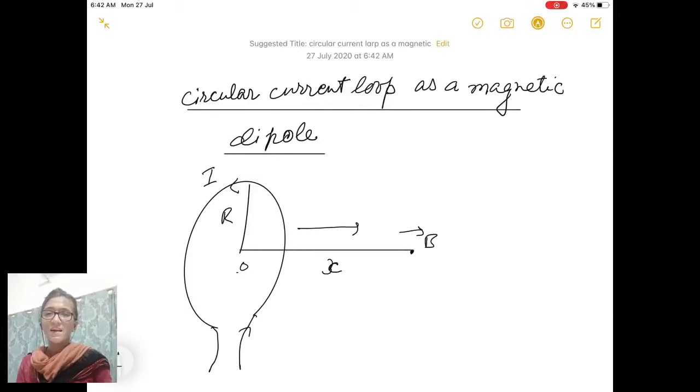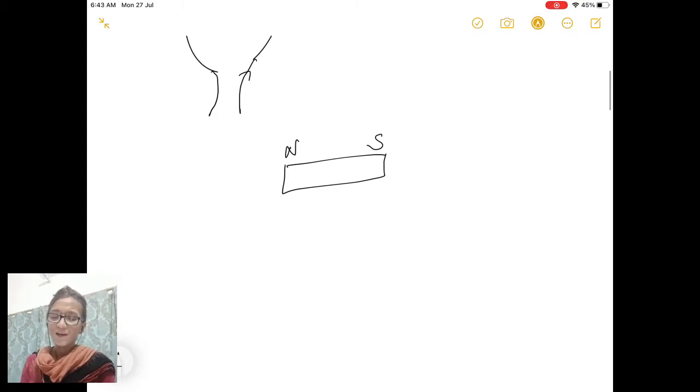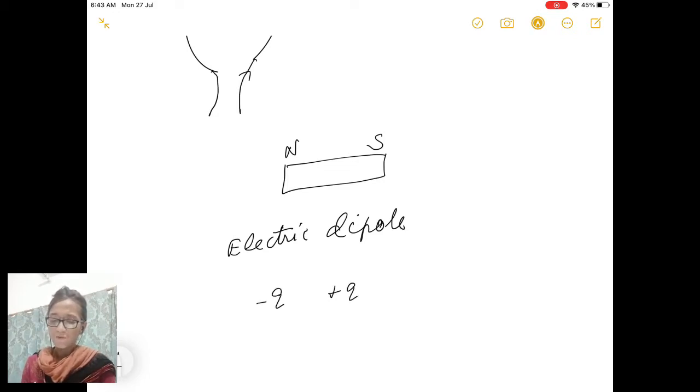Today we will learn about a current carrying circular loop as a magnetic dipole. What is a dipole? Dipole means two poles. A bar magnet can be considered a dipole because it has a north pole and a south pole. You have also learned about the electric dipole, with one positive charge and another equal and opposite negative charge. This is your one dipole.